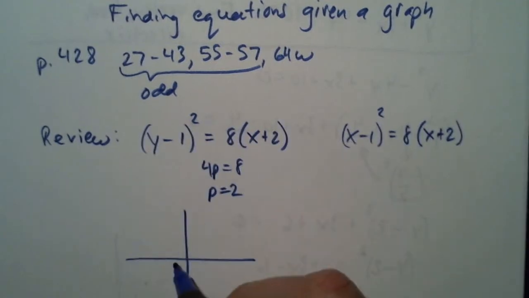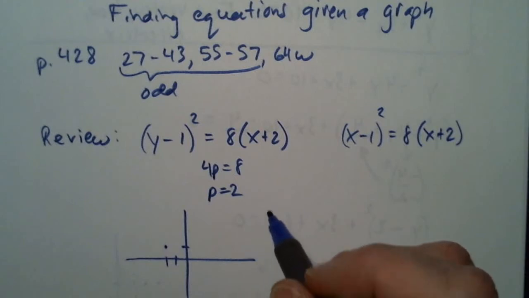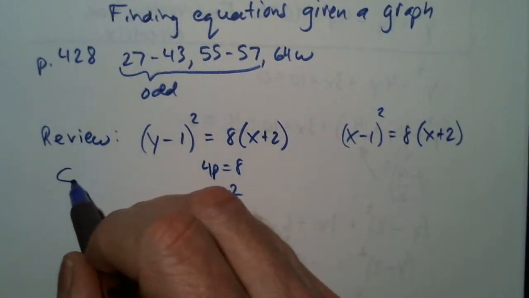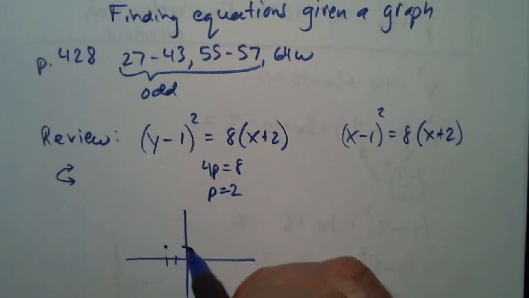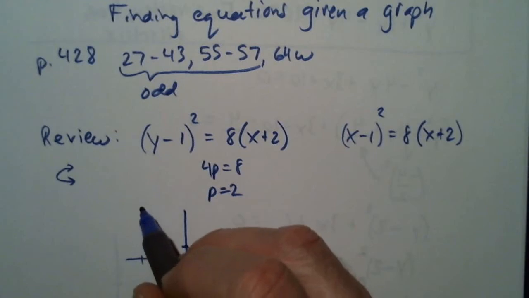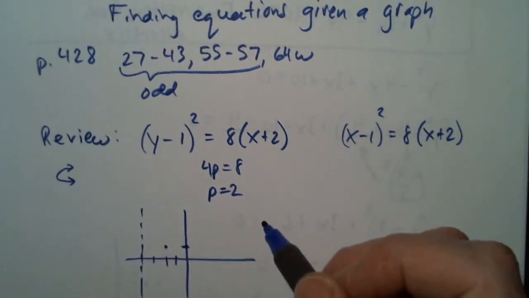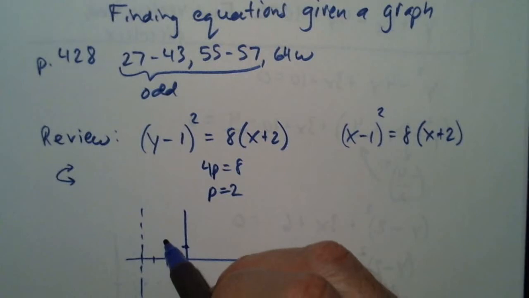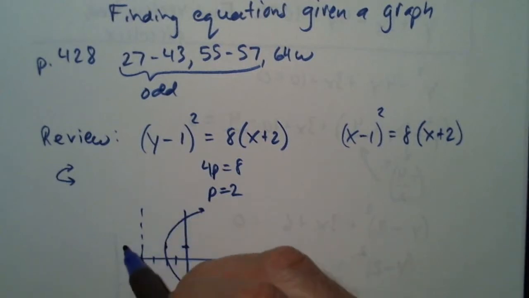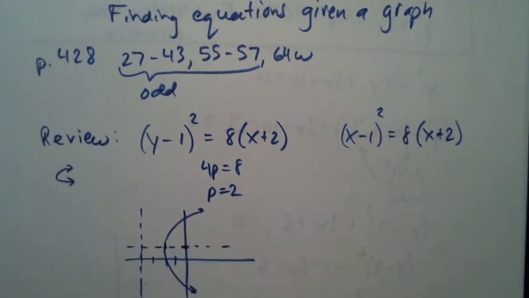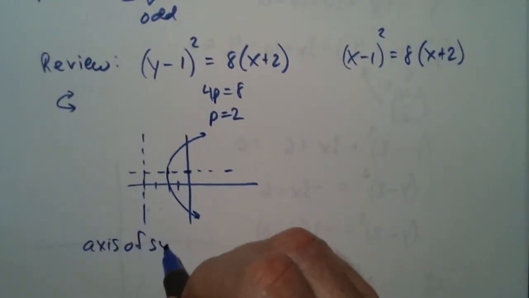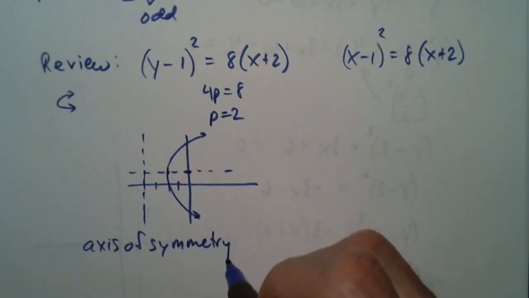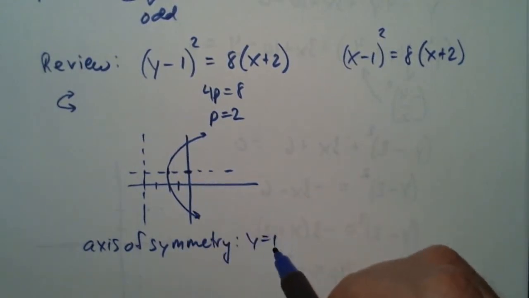And we have left 2, up 1 for the vertex. We move horizontally because y is squared, so we're going to move horizontally 2 to get to the focus. That means we'll move left to the directrix, and the axis of symmetry. The axis of symmetry is right there. So, axis of symmetry is y equals 1.